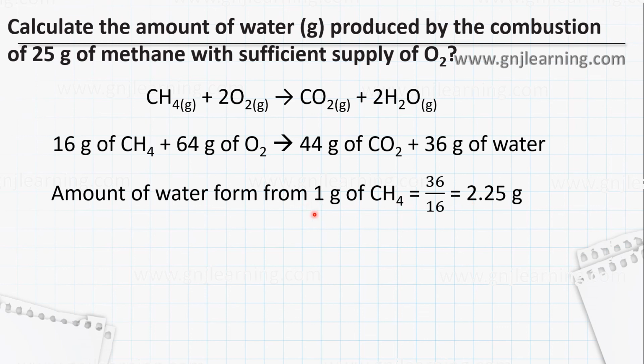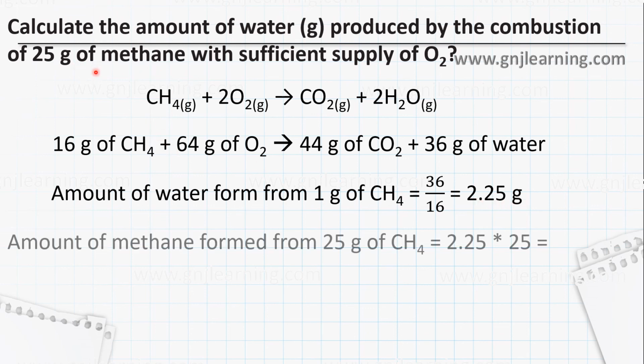When you convert the value into unity, into 1 gram, the amount of water formed from 1 gram is equal to 36 by 16, 2.25. So for 1 gram you will get 2.25 gram of water. For 25 gram, how much will you get? You just multiply it with 25. 2.25 into 25 is equal to 56.2 gram. So this is how to do this calculation.